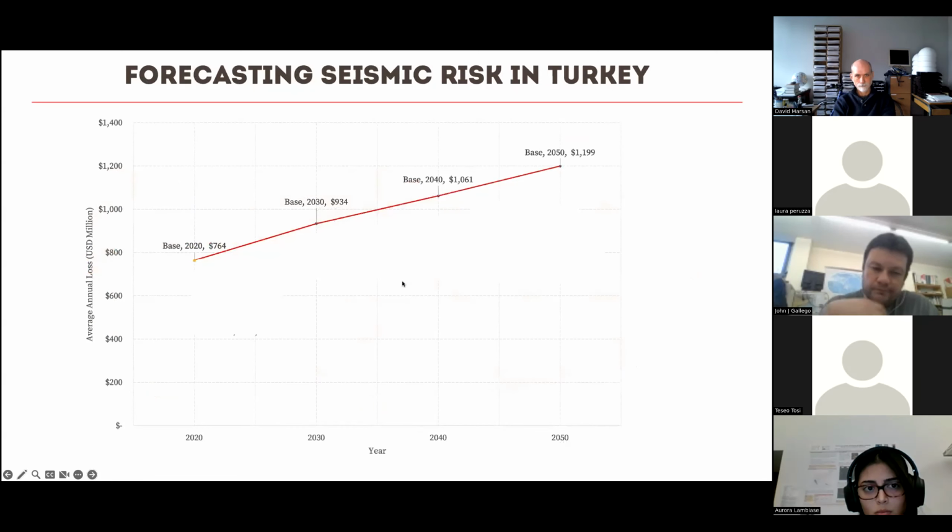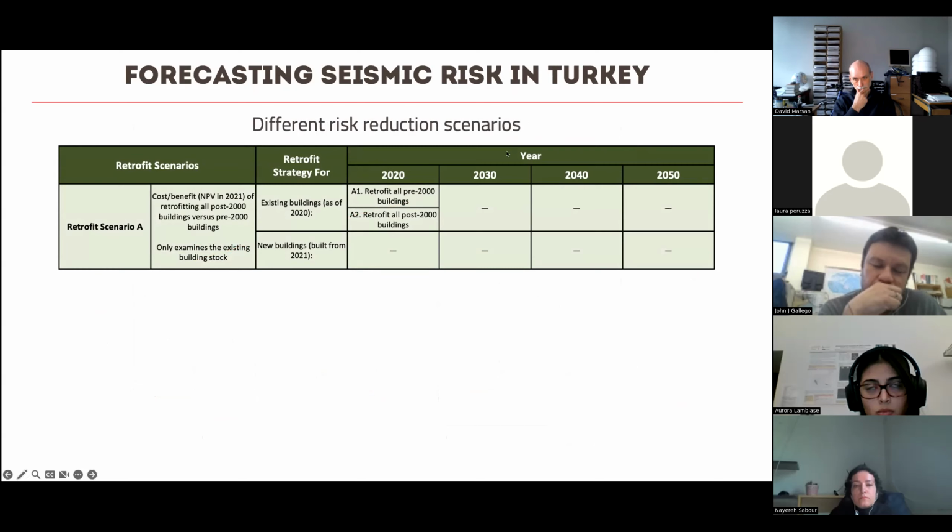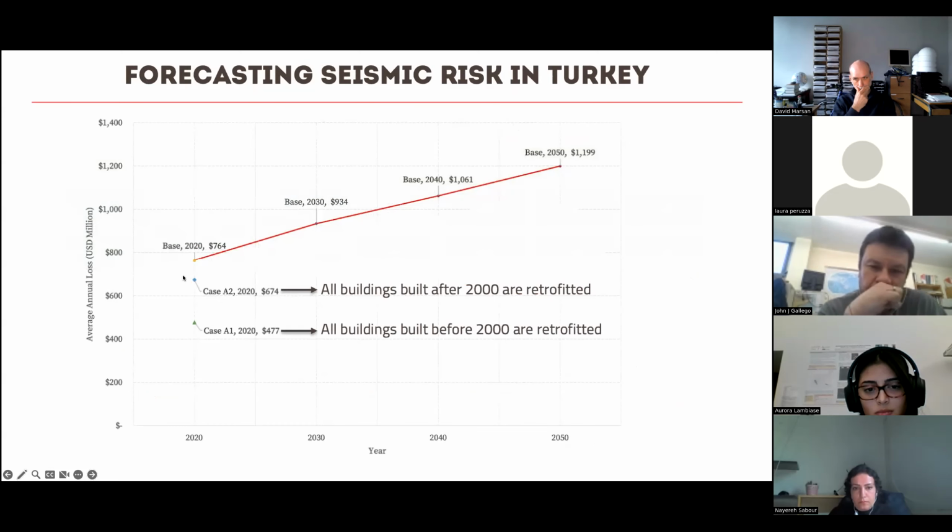Then initially, what we gave to the World Bank was just the base calculations. This is the average annual economic losses today, 2030, 2040, and 2050. We had a meeting with the World Bank, and the World Bank told us, okay, that's okay. But now I want to understand, what if I could magically retrofit all the buildings before 2000 and also after 2000? If you retrofit all the buildings before 2000, this is how much the risk is going to decrease. If you retrofit all the buildings after 2000, this is how much it is going to decrease. Okay, but this is magic. We cannot retrofit all the buildings in Turkey at once.